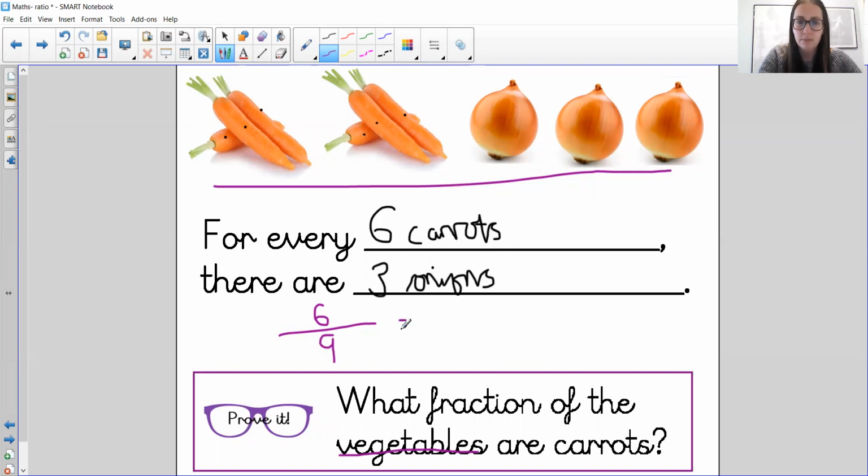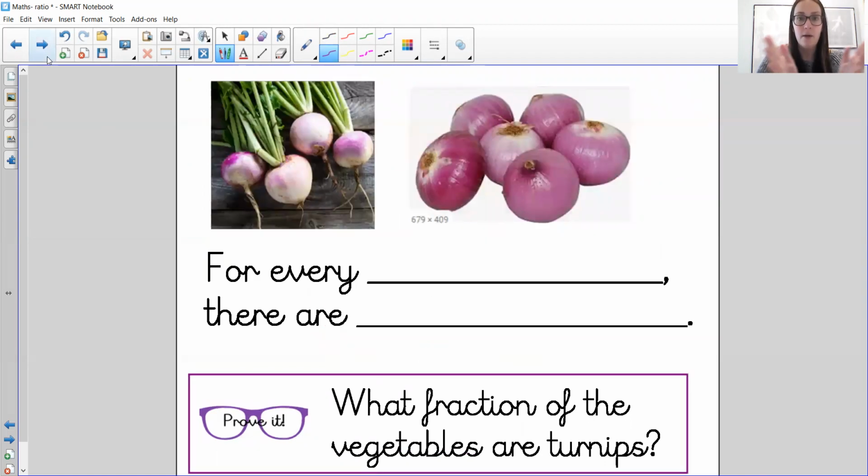Can we simplify that? Yes, we can divide it both by 3. So this is the same as saying 2/3. So 2/3 of the vegetables are carrots. What fraction of vegetables are onions then? Well, if 2/3 are carrots, 1/3 would be onions. Nice and easy. Right then, this time we've got turnips and we've got onions.